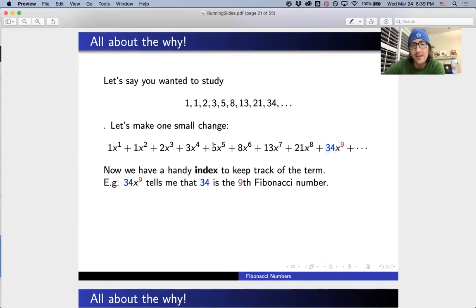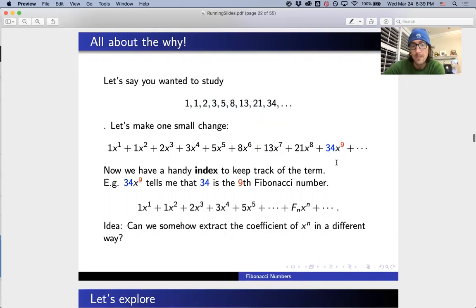And I can glance right away and say that 5 is the 5th Fibonacci number and 13 is the 7th, etc. In general, whatever number goes in front of x to the n is going to be the nth Fibonacci number. So if I see something times x to the 97th, whatever number is in front of it has got to be the 97th Fibonacci number.